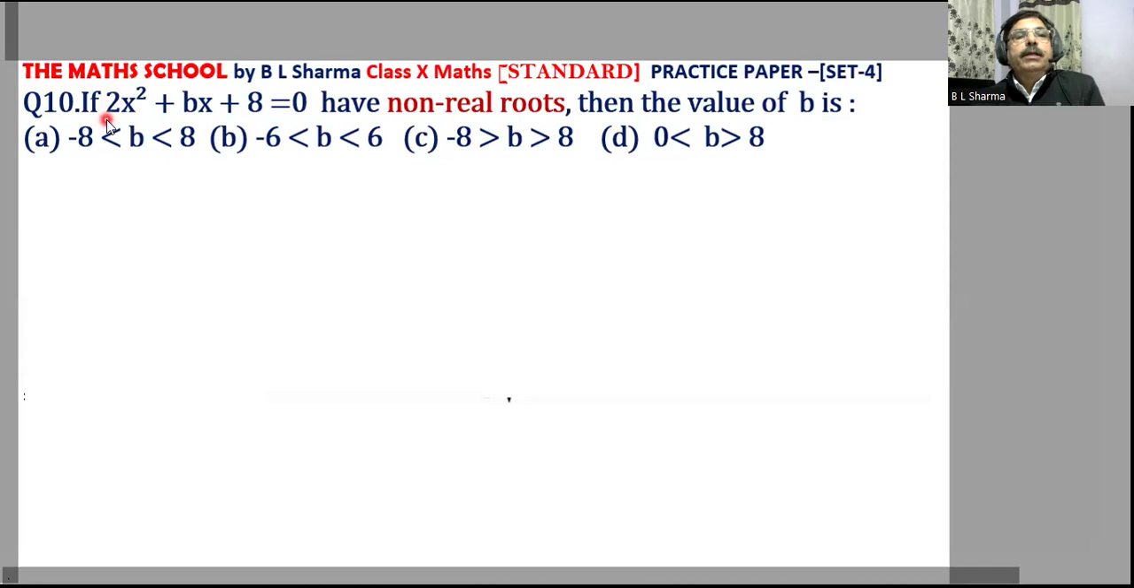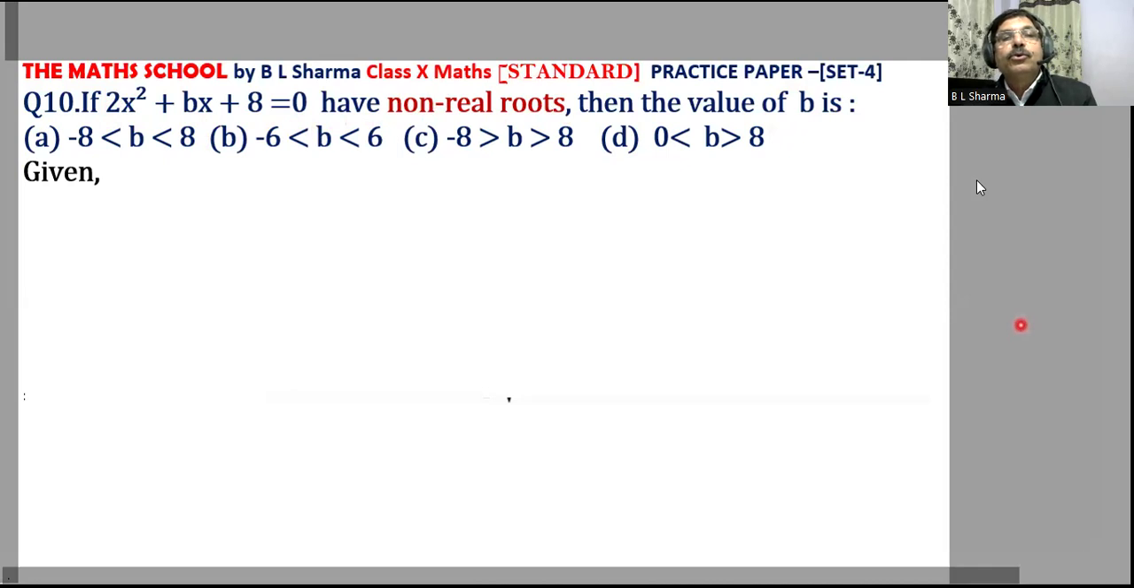If the quadratic equation 2x square plus bx plus 8 is equal to 0 has non-real roots, then the value of b should be what? Very good question, very very good question. So what is the solution of it? See how to do this.